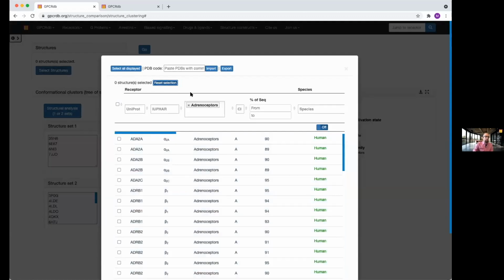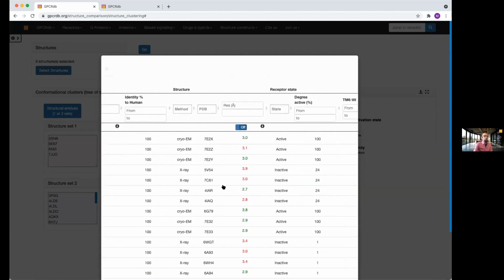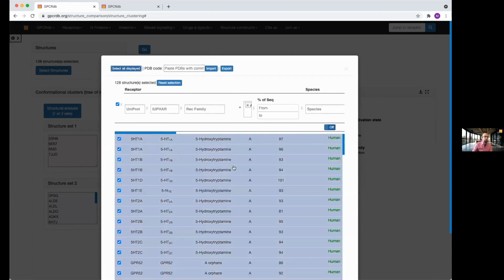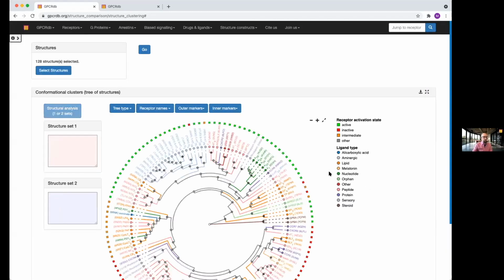So that was for one specific family, but we can also do this for larger data sets, such as, for example, let's just take the class A structures with high resolution, and then we select those, and then we do the comparison.